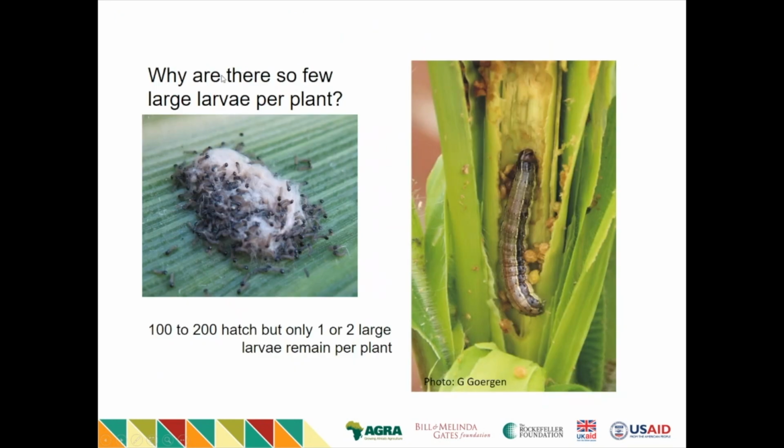An important question that you could ask farmers is, if there are so many larvae on a plant, why do we usually end up with only 1 or 2 big larvae? This is because the larvae are cannibalistic. They eat each other.